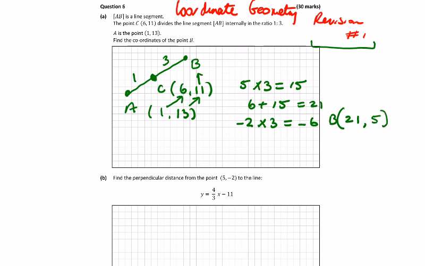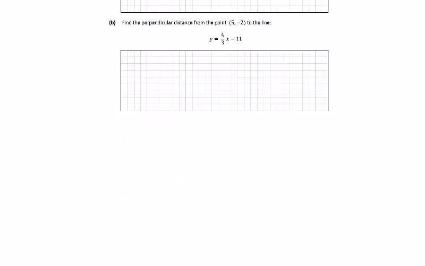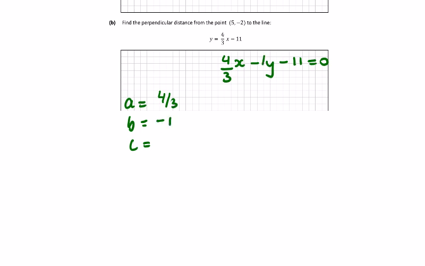Part 2, we have perpendicular distance from a point to a line, so we need everything on the same side of the equal sign. 4 over 3 x minus y minus 11 equals 0. So we have our A value, our B value, and our C value: 4 over 3, minus 1, and minus 11. And the x value and y value is 5 and minus 2.